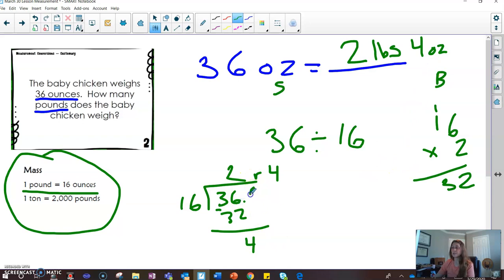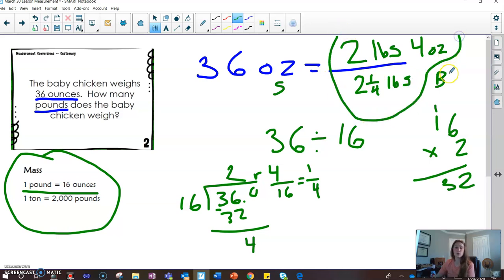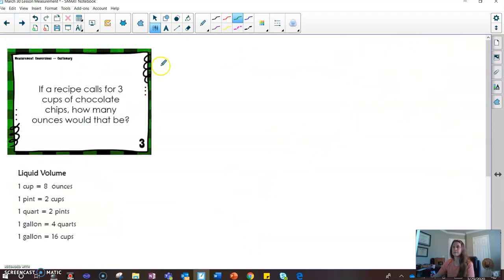Now you could try to solve this out. You could put your decimal and your zeros and work your way through that. You could also put this as 4 over 16, which would simplify down to 1/4. So you could also say 2 and 1/4 pounds if you would like to write it that way. I would suggest these as being the 2 ways that you would write your answer, either pounds and ounces or in a mixed number form. Okay? All right, let's look at another one.